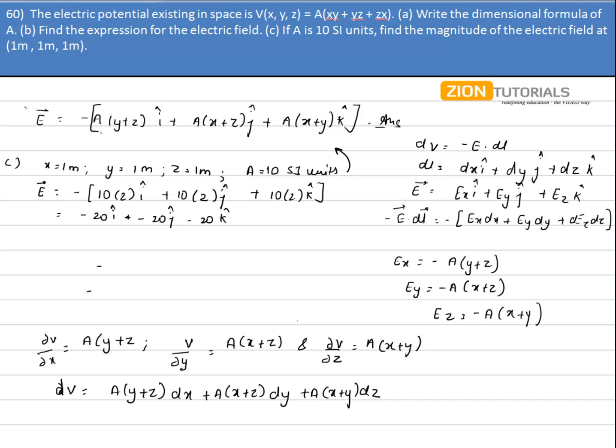So the magnitude of the electric field is easily calculated by the square root of 20 squared plus 20 squared plus 20 squared, which comes out to be 34.65 Newton per Coulomb. That is our answer.